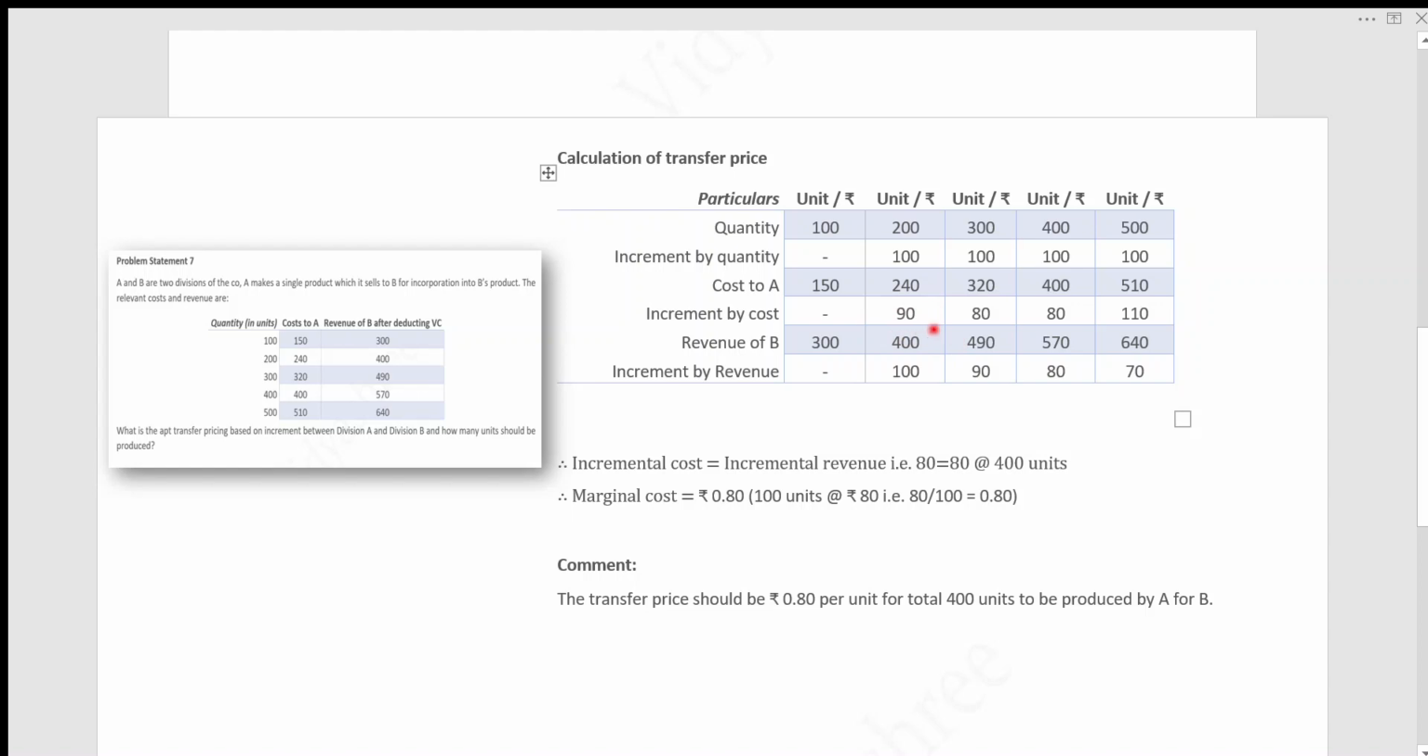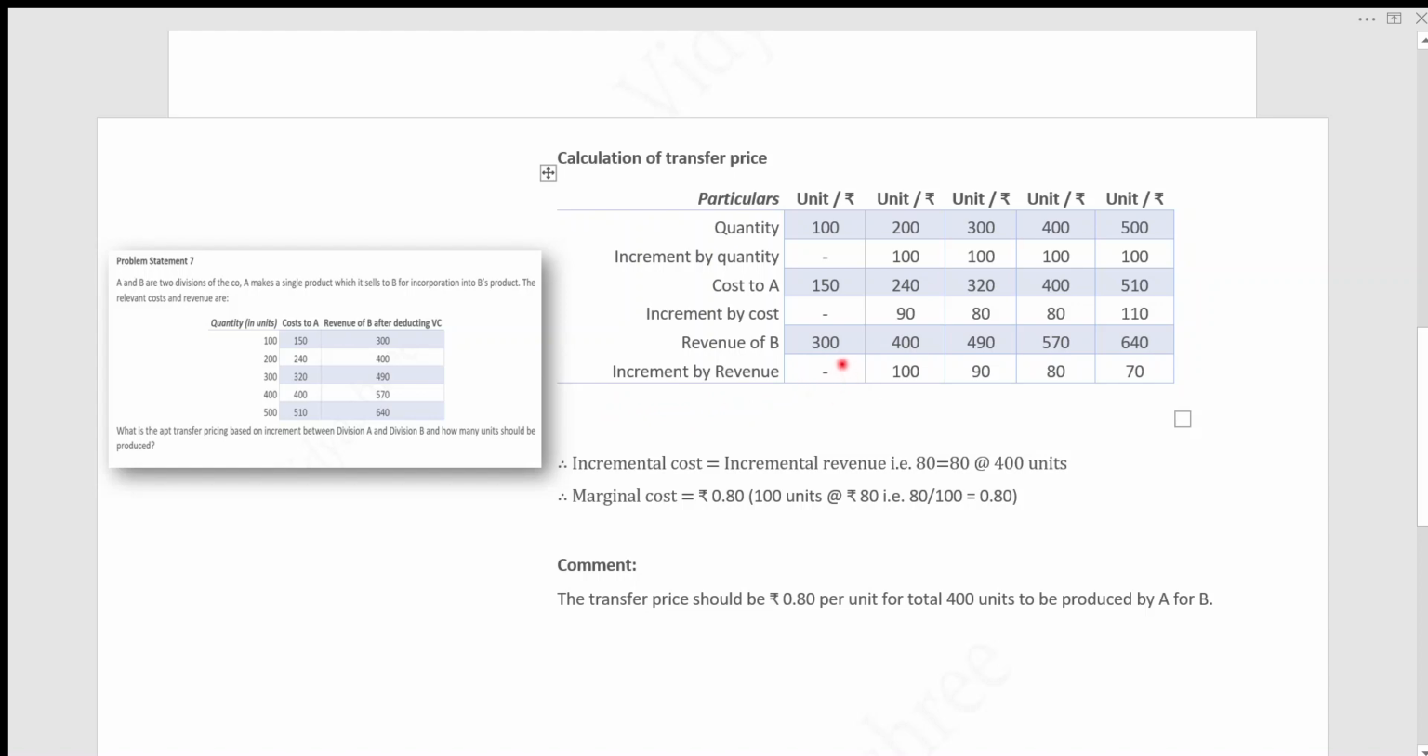In the same way, the next one is 320 minus 240, it is 80. 400 minus 320, it is 80. 510 minus 400 is 110. Similarly, write down the revenue. The revenue is given in the question on the left hand side. Write the revenue of B, then calculate the increment by revenue. For the first product, no addition will be there, that's why the revenue will be nil.